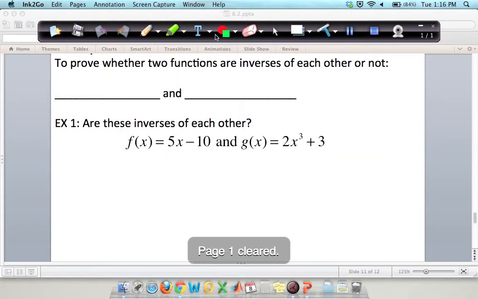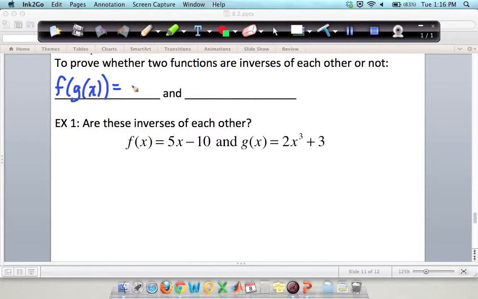Okay, to prove whether two functions are inverses of each other or not, you can take the composition. So if they're inverses, if you take the composition of f of g of x, that should simplify to just be x. And so it has to go in both directions. If you take g of f of x, that should just simplify to be x.